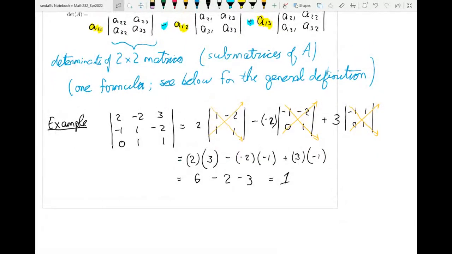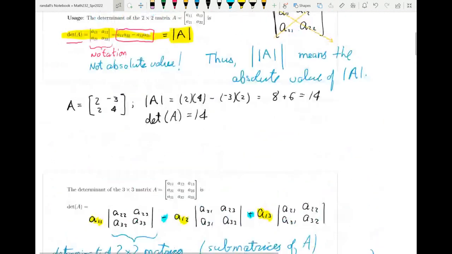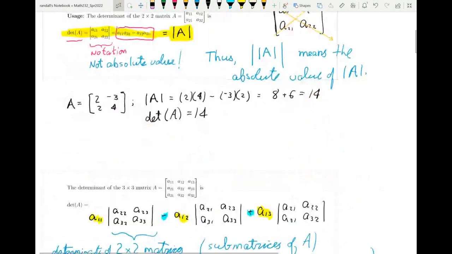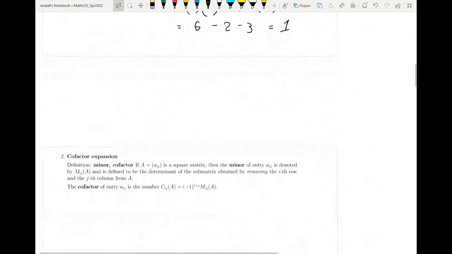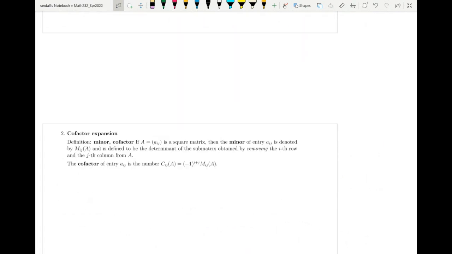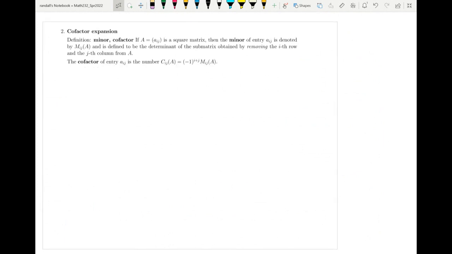Okay, but they all boil down to this stage here when you're at the 2 by 2 stage, and you simply use this formula that was given to us up here. So we'll see that in action as we go down the list here. And this is going to aid us in expressing this more general formula. So some definitions here, cofactors and minors.